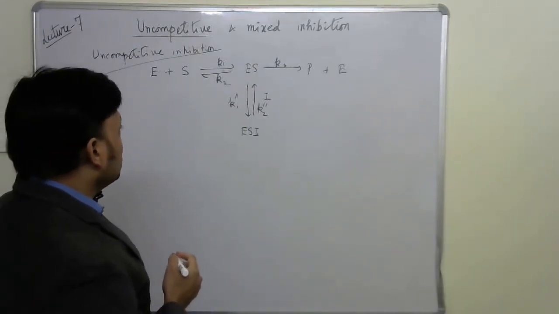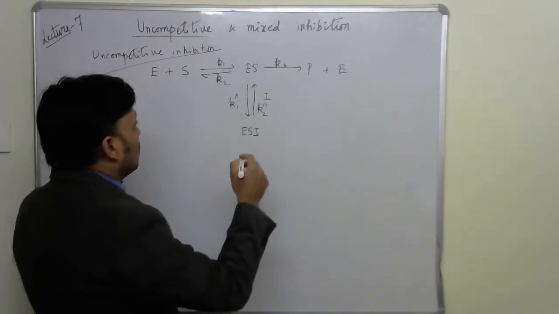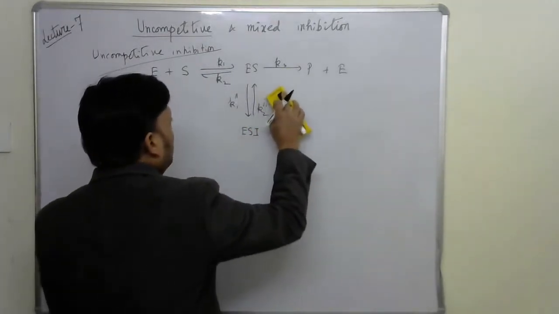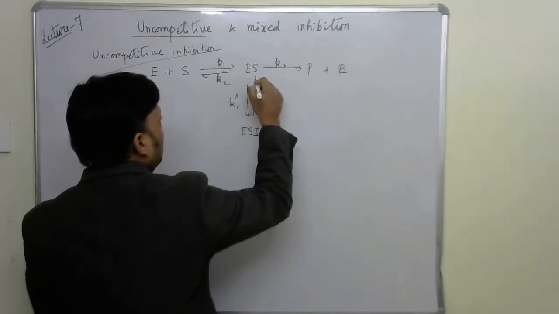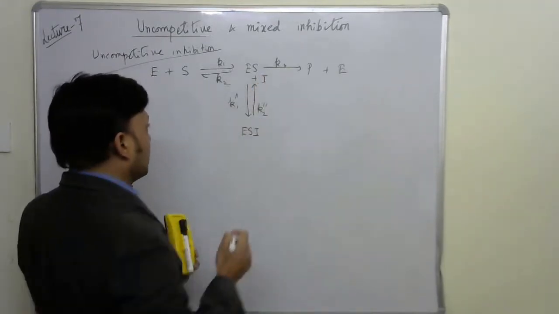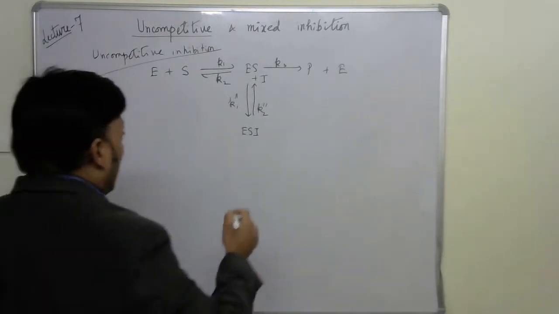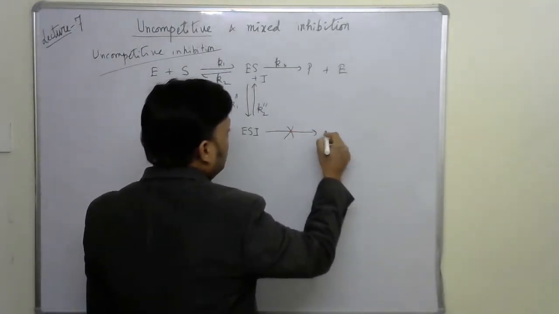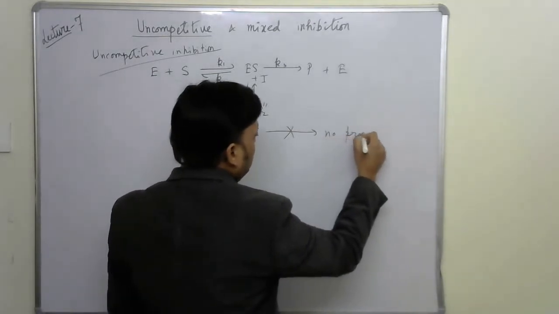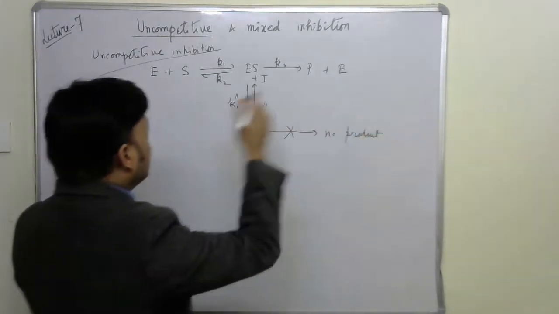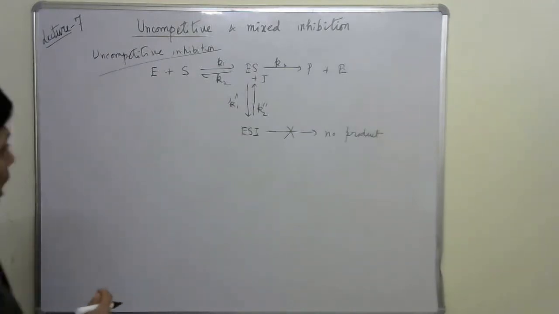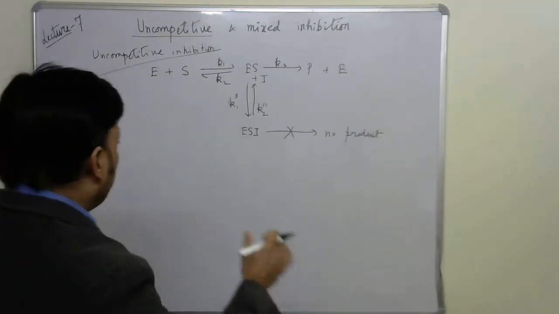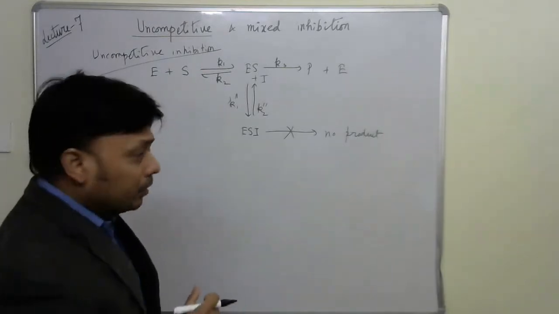We can write plus I here because ES needs to react with this inhibitor. And once ESI is formed, it fails to give any product. So that is no product. And this type of inhibition is called uncompetitive inhibition. And we can represent the same by a cartoon diagram.